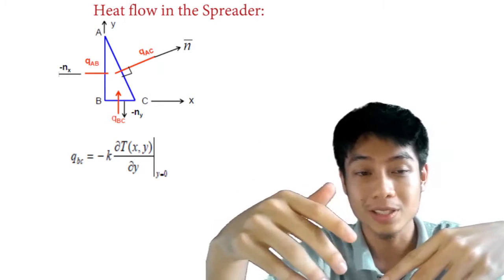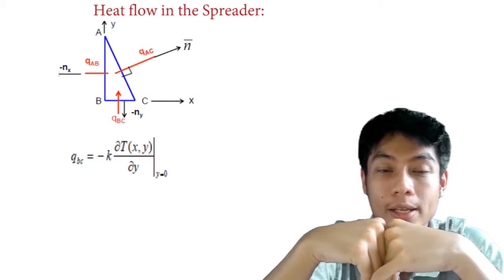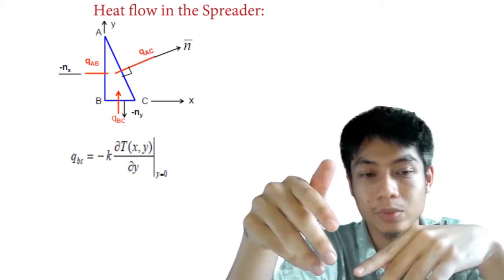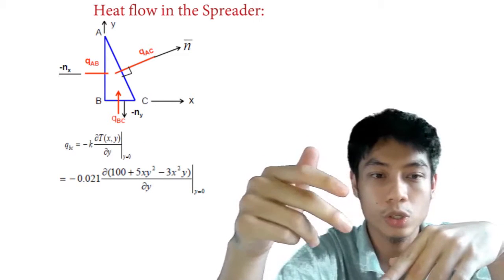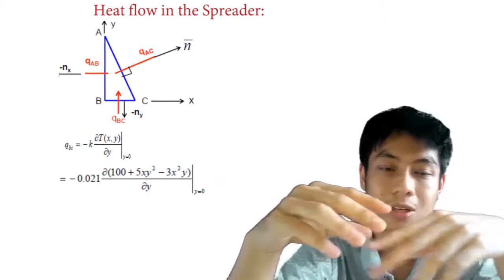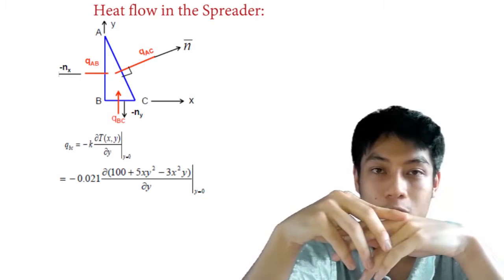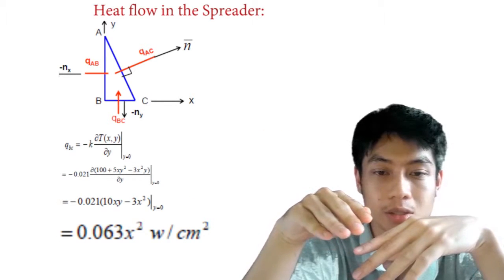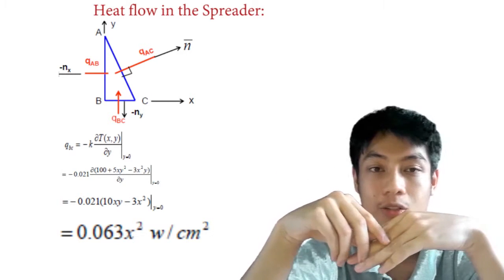QBC is equal to negative K delta T(x,y) over delta y, where we know K is a constant and T is given, so we can substitute all the values. It will become negative 0.021 multiplied by delta in bracket 100 plus 5xy squared minus 3x squared y close bracket over delta y. When we substitute y is 0, we will get 0.063x squared, the answer for heat flux across surface BC.